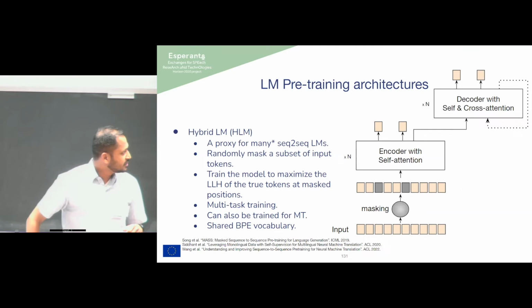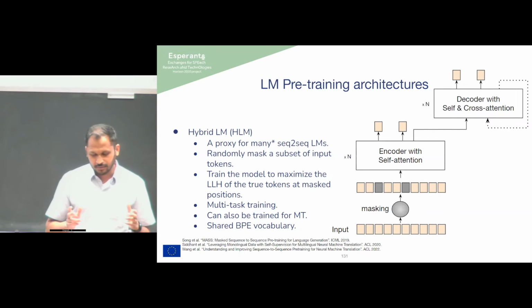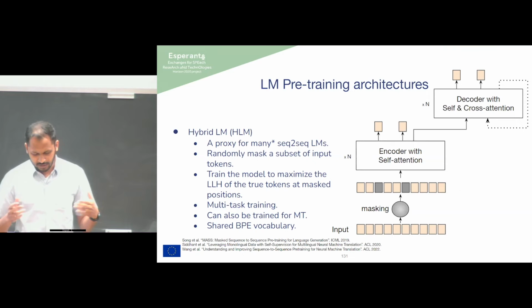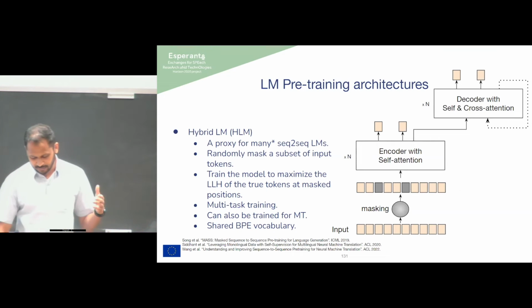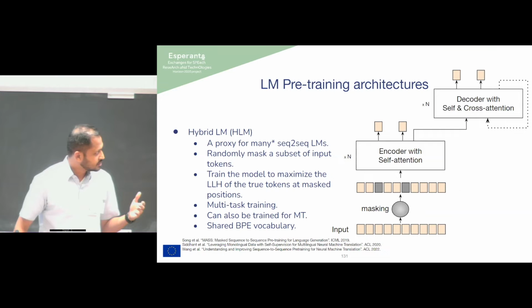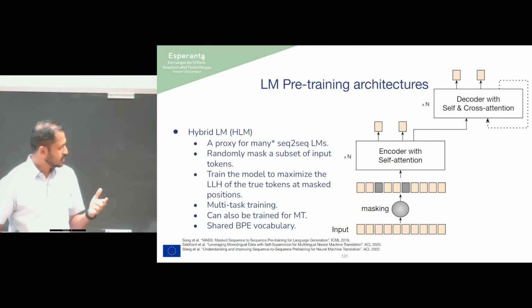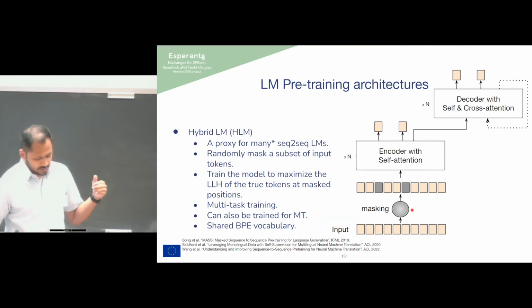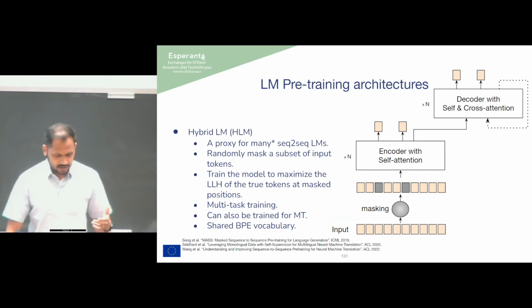And the third one is what we are calling the hybrid language model. There are many sequence-to-sequence language models in the literature, so this kind of acts as a proxy for many of these. Again, you can train it with simple masked language modeling or translation language modeling. Then, depending on the kind of masking or noise function, you could derive several of the existing models like MASS or BART and many other models.